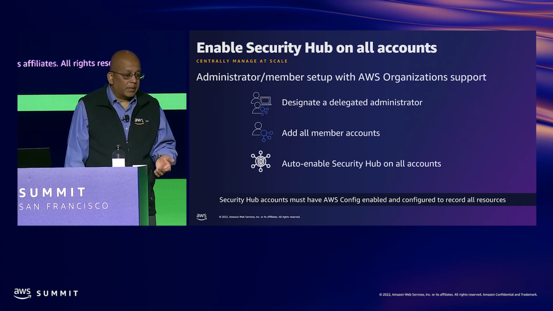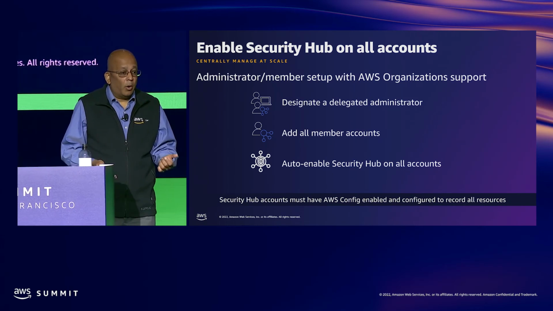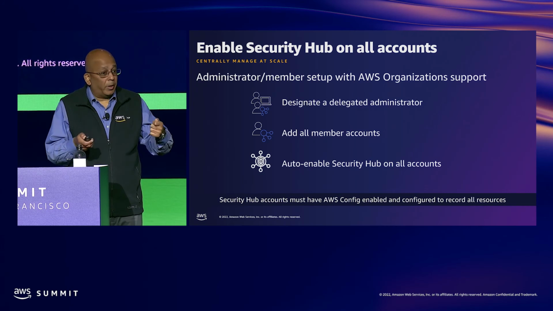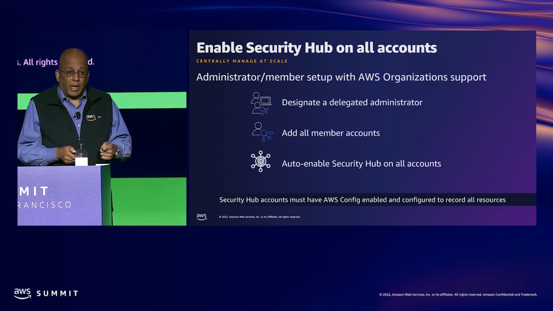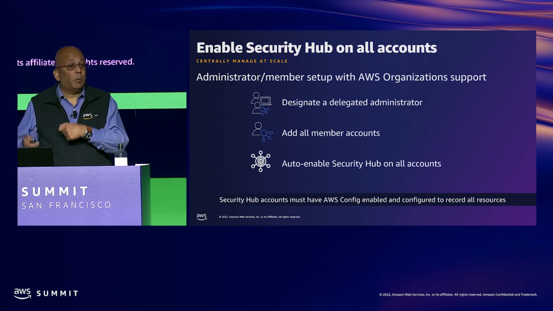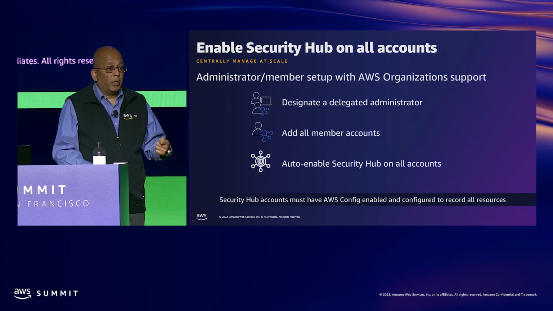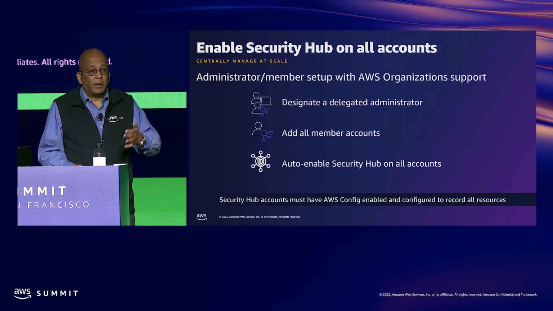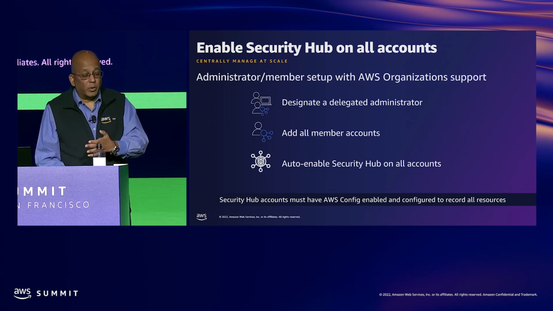So how do I enable this? This is one of the services that is organization aware. So when you enable this at the organizational level, you get to add all your member accounts, right? There's an auto-enable feature where you can enable it on all the member accounts that are there, as well as any future accounts that you may want to create as part of your AWS organization. And that is very important, right? Because you want to make sure that any new account that gets provisioned also has the right security posture that you want to take with those accounts.